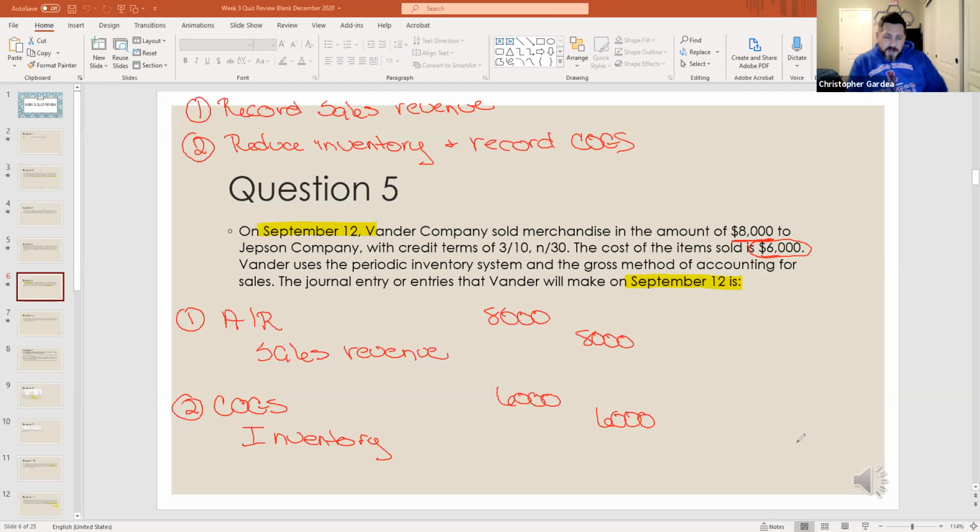I thought with the periodic system, you don't record cost of goods sold, like with your merchandising. I thought that was only perpetual. You're right. I'm just making sure because I feel like I'm backwards here. I want to make sure I'm not wrong.